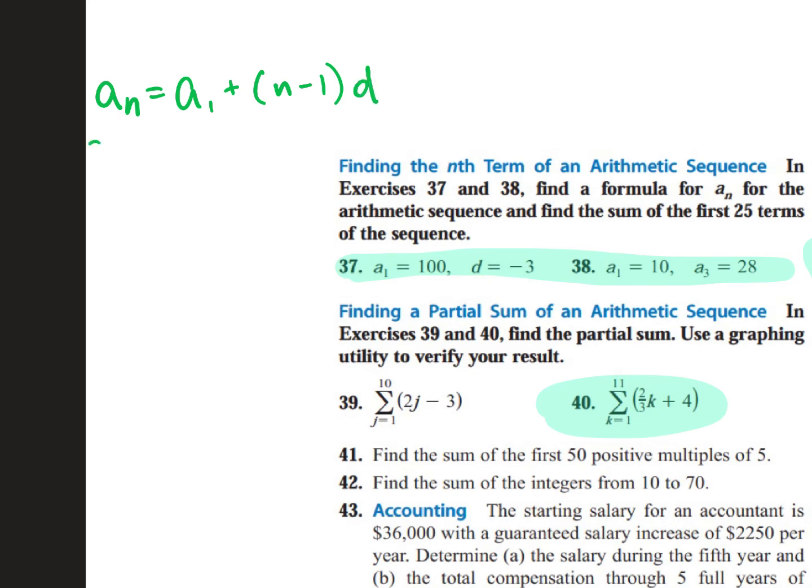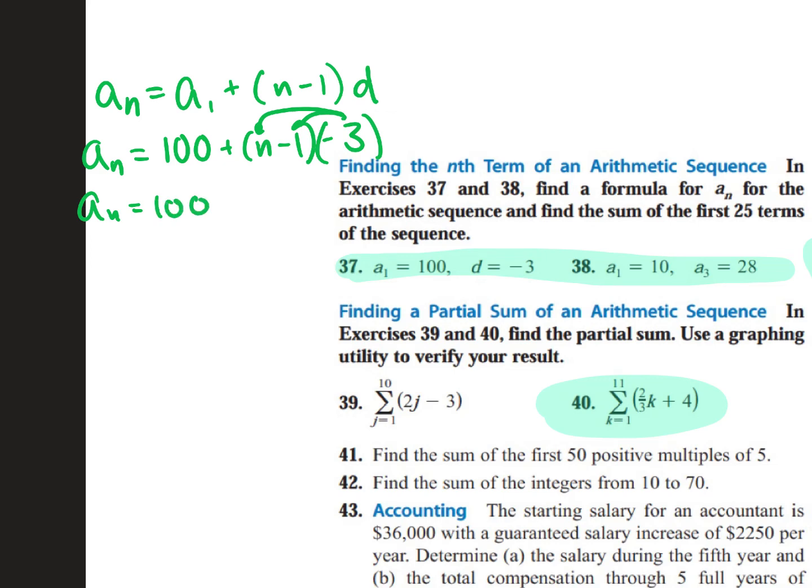So plug in everything we have. We have a sub n is going to be equal to a sub 1 is 100 plus n minus 1 times -3. Remember, it's multiple choice, so it could look like this. It could look like the -3 is distributed. So this would be 100 minus 3n plus 3. So this would be a sub n is equal to -3n plus 103.